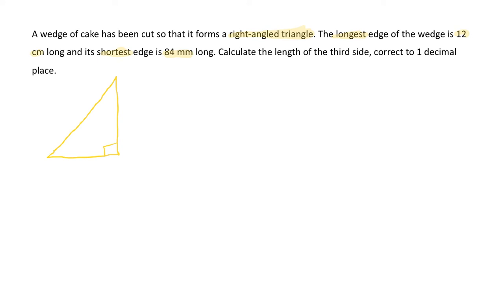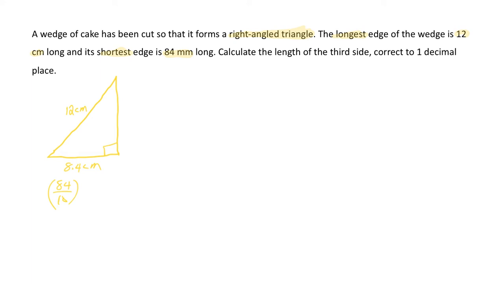So the longest side is 12 centimeters, and I know the longest side of a right angle triangle is the hypotenuse. So that's going to be 12 centimeters along the hypotenuse side. And the shortest side is going to be 84 millimeters, which I want to convert into 8.4 centimeters by dividing 84 by 10. Because I cannot do calculations if I don't have the same units of measurement. All my measurement calculations need to be in the same unit before I can proceed.